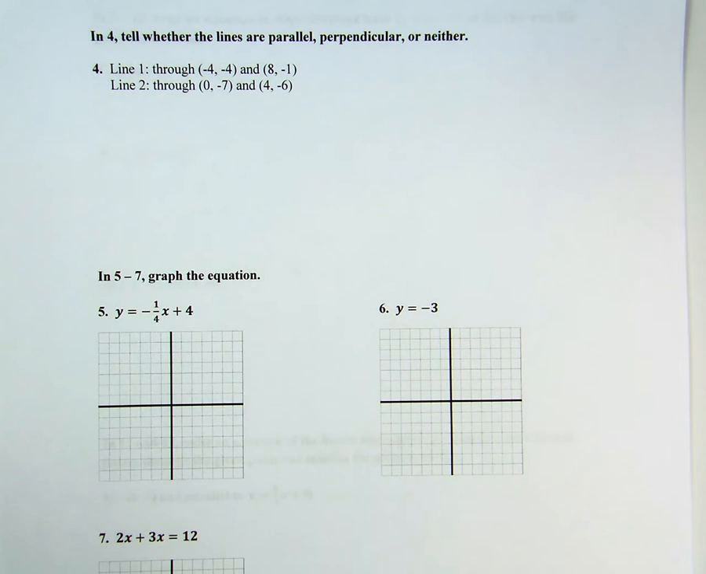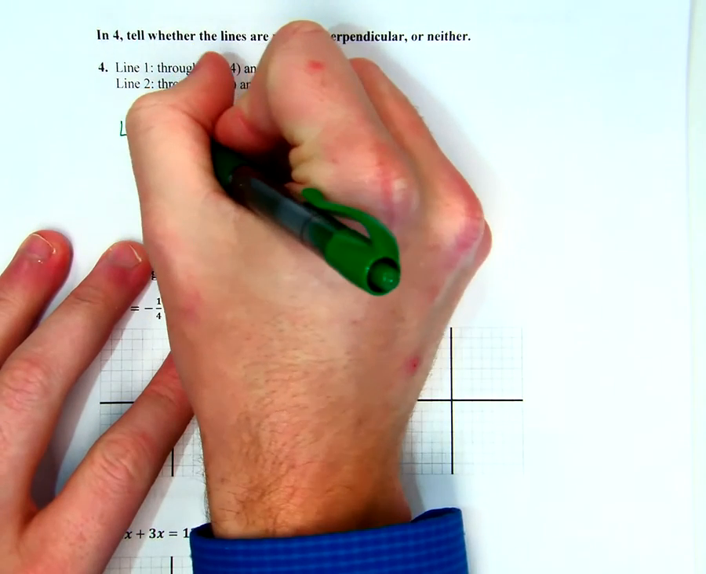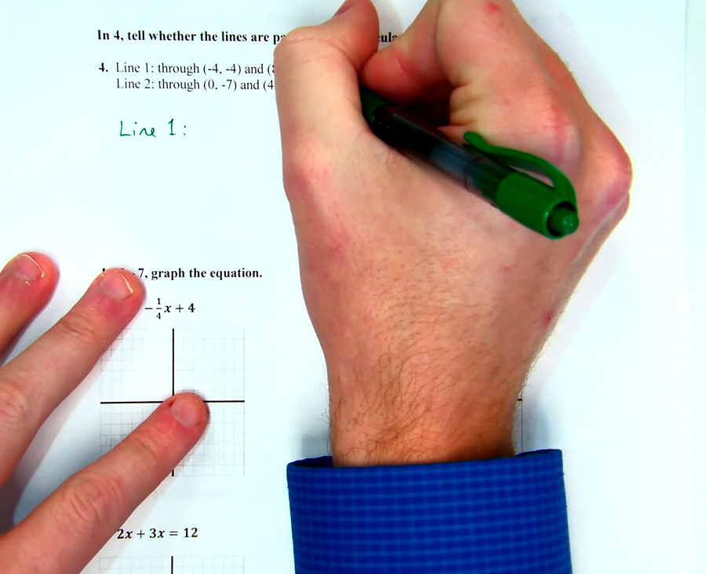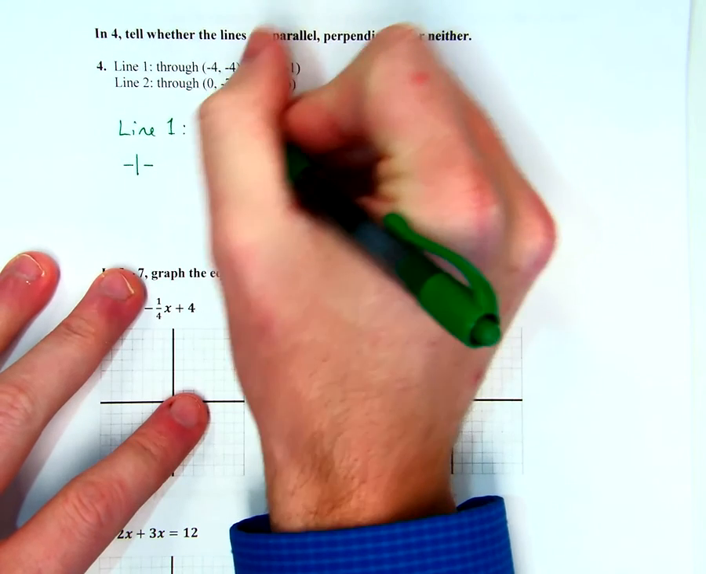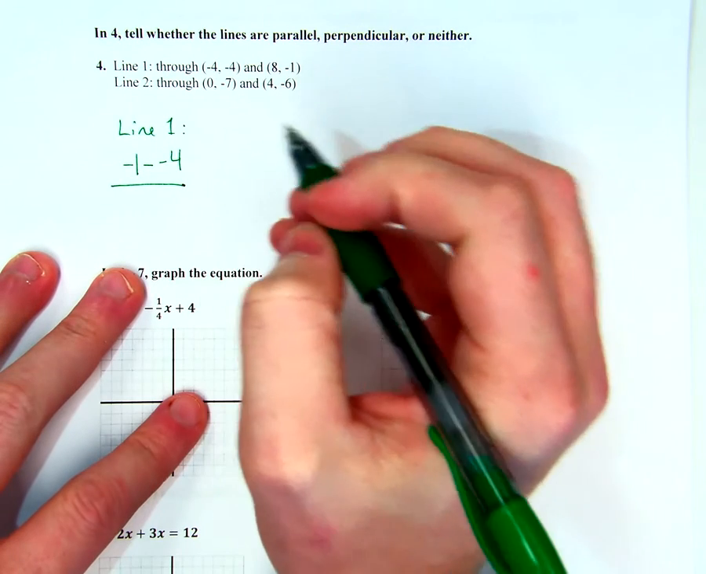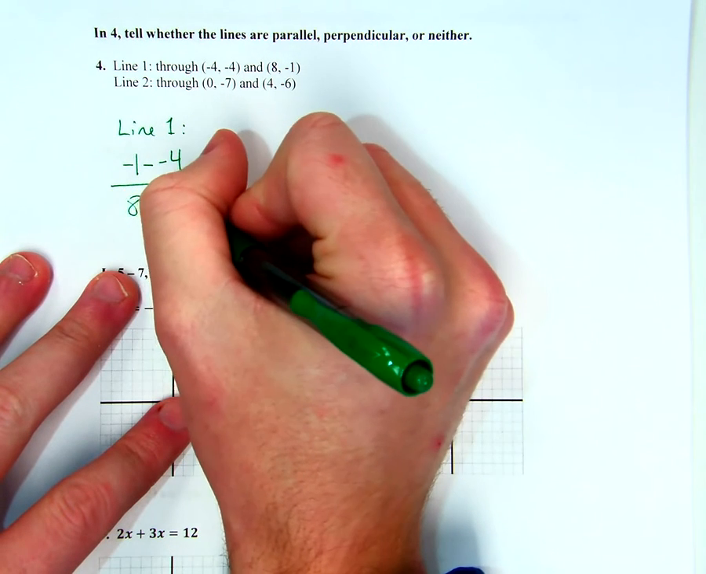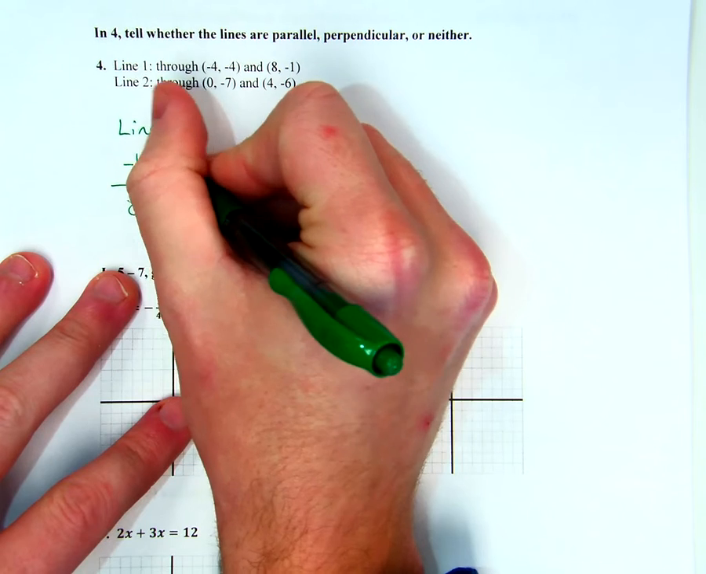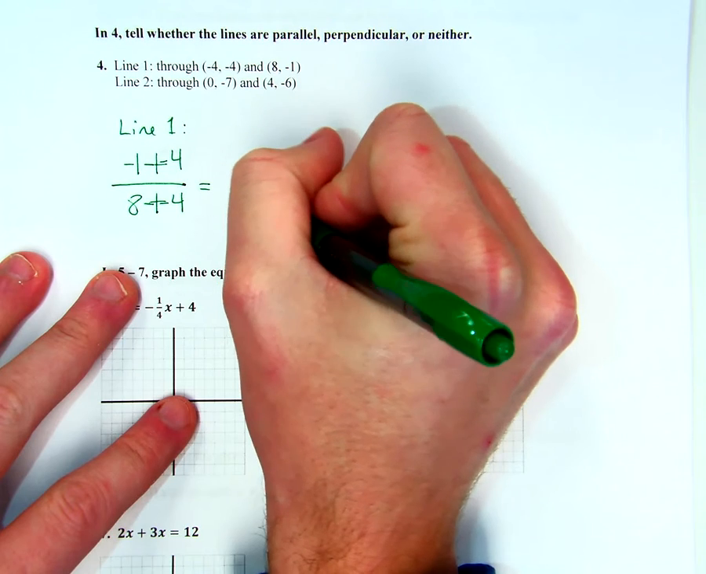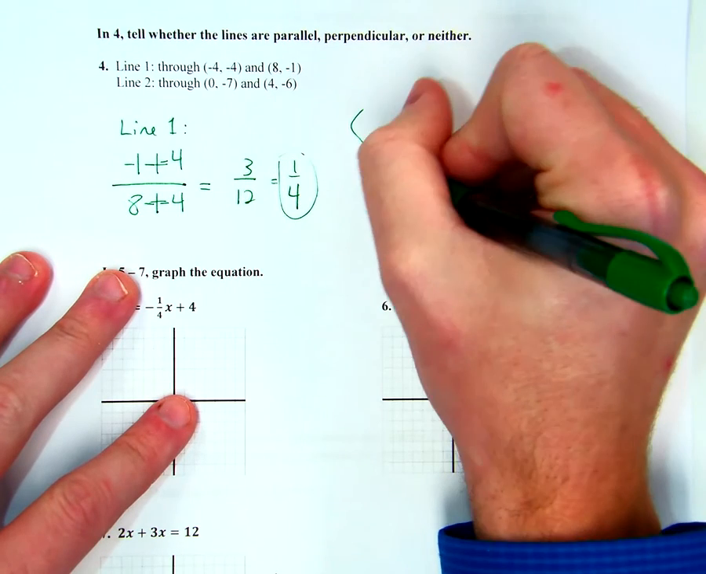Number 4, tell whether the lines are parallel, perpendicular, or neither. What we need to do is find the slope of each line. The slope of line 1 can be found by starting with -1 and subtracting -4. That goes back to the y2 minus y1 from the previous problem. The bottom of the fraction is x2 minus x1, which is -4. Both of these negatives can be turned into pluses. We end up with 3 over 12, which equals 1 over 4. Remember, we always want slopes in simplest form.